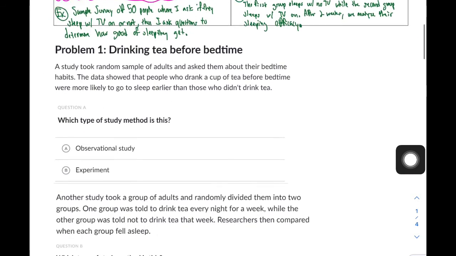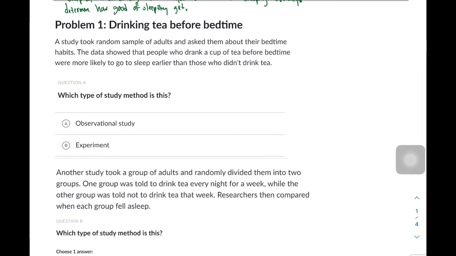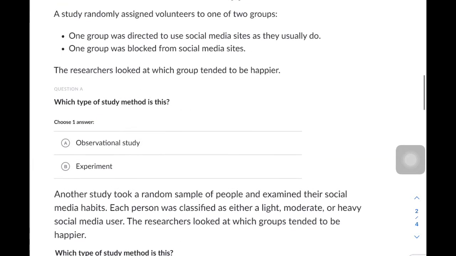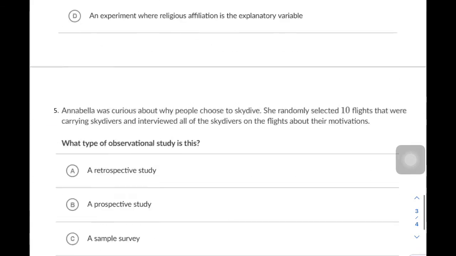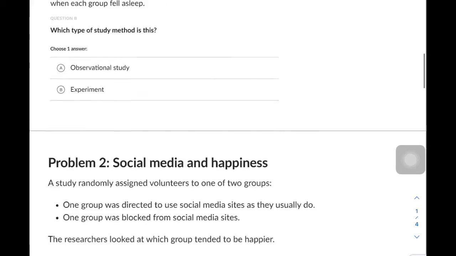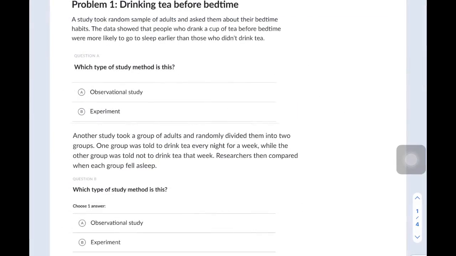All right, what we have next here are just 6 examples, really just identifying what we have here. So looking at problem number 1, we're talking about drinking tea right before bedtime. A study took a random sample of adults and asked them about their bedtime habits. The data showed that people who drink a cup of tea before bedtime were more likely to go to sleep earlier than those who don't drink tea.